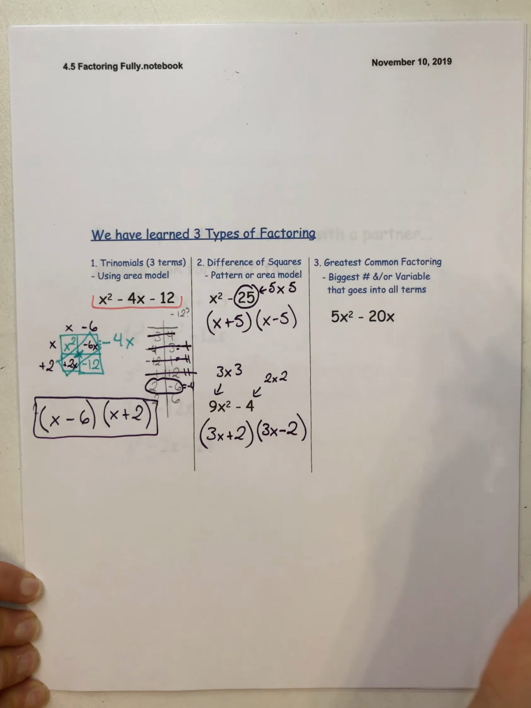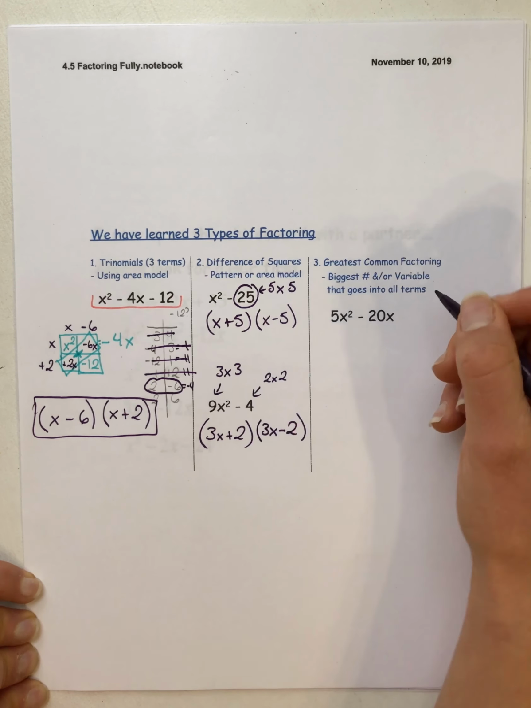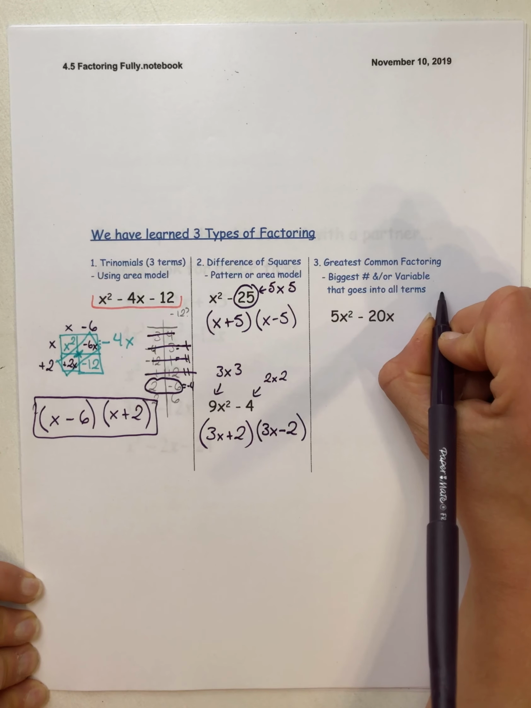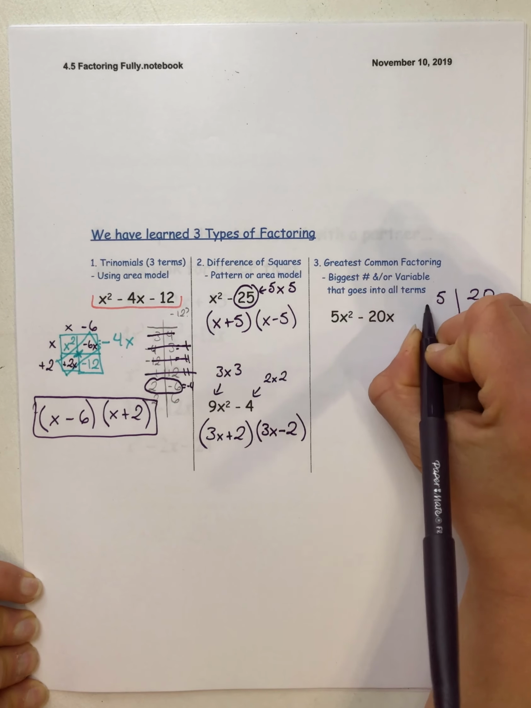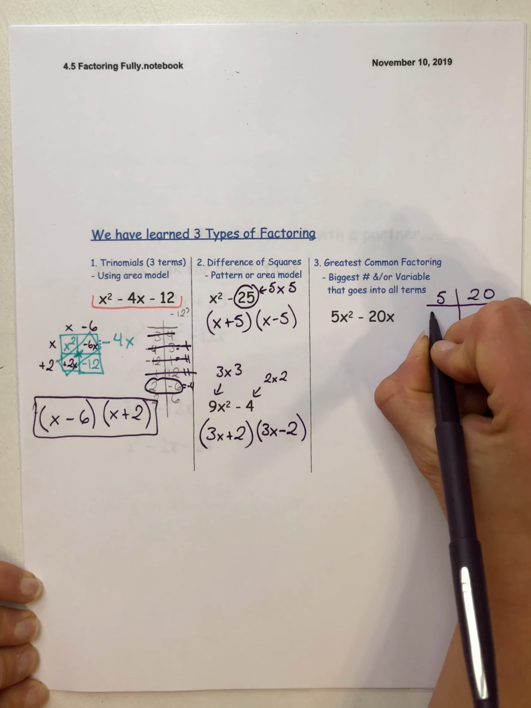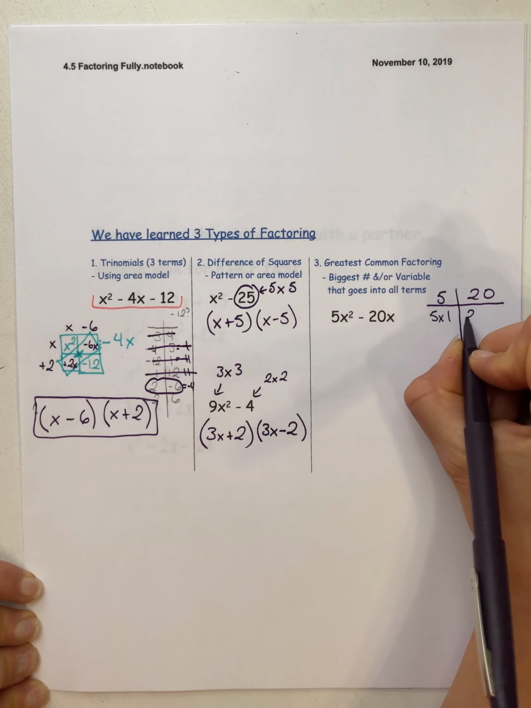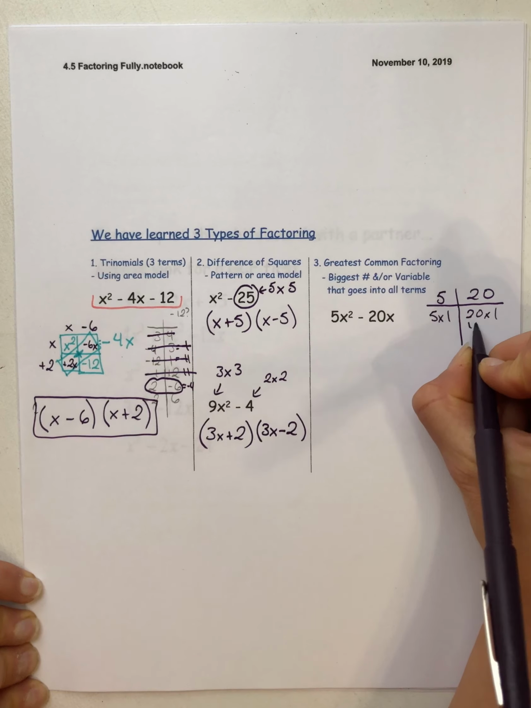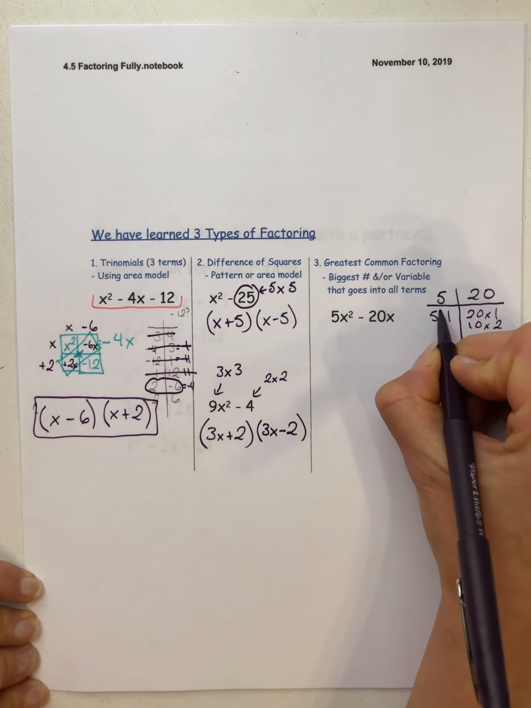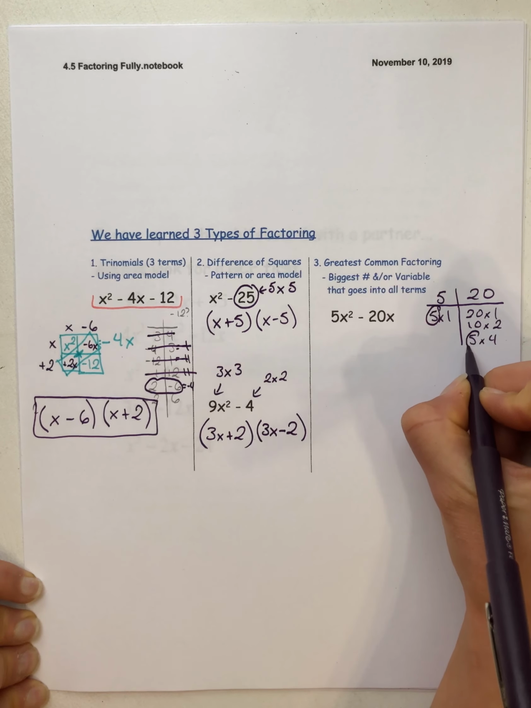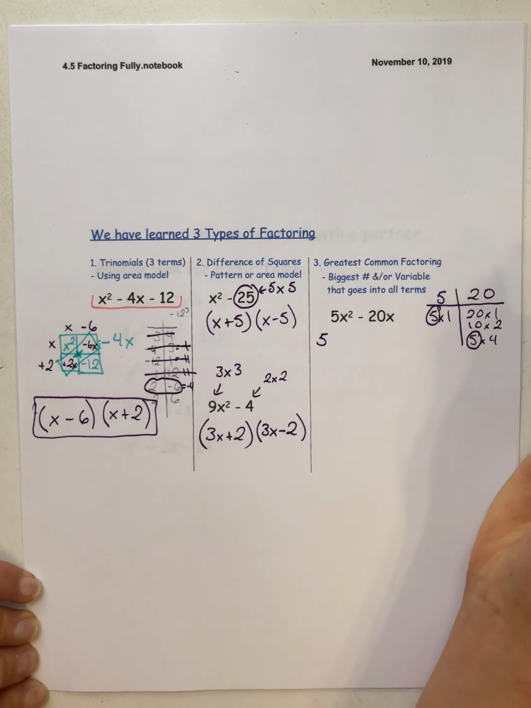And the next thing we have is the greatest common factor. Okay, so we just did this on our other page. So what can we do? What is the greatest common factor that goes into all of them? So we have a 5 and we have 20. So to get 5, we can do 5 times 1. And we can do 20 times 1, and 10 times 2, and 5 times 4. So we can see that 5 goes into both of those, so we can bring the 5 out front.